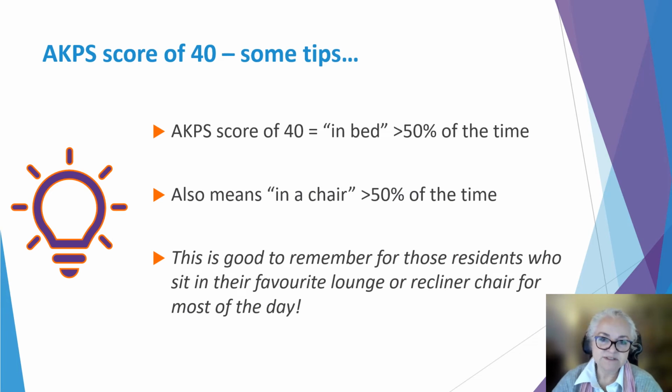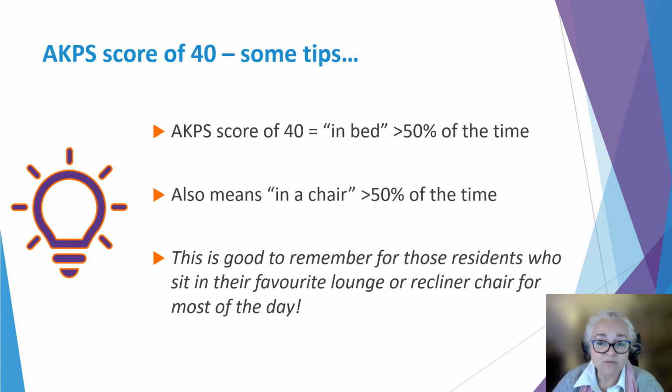So the most important tip that I can offer you around the AKPS, which is a fairly straightforward tool, is that when you reach a score of 40, this is the opportunity to sit with families, talk about the resident's care, bring in the GP, and think about where we're going with the palliative care trajectory of this particular person. 40 is a pivot point, if you like, where we go, how do we look at the care needs? Do we need to change them?